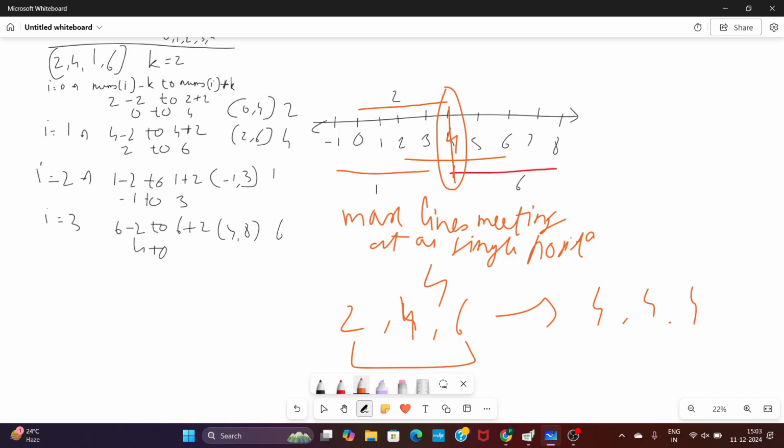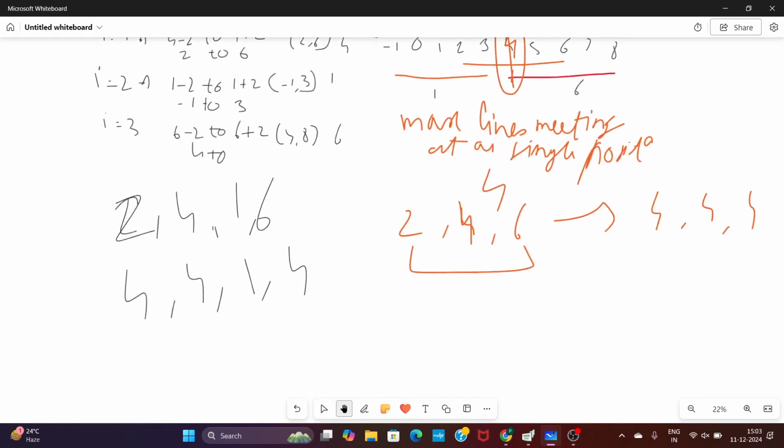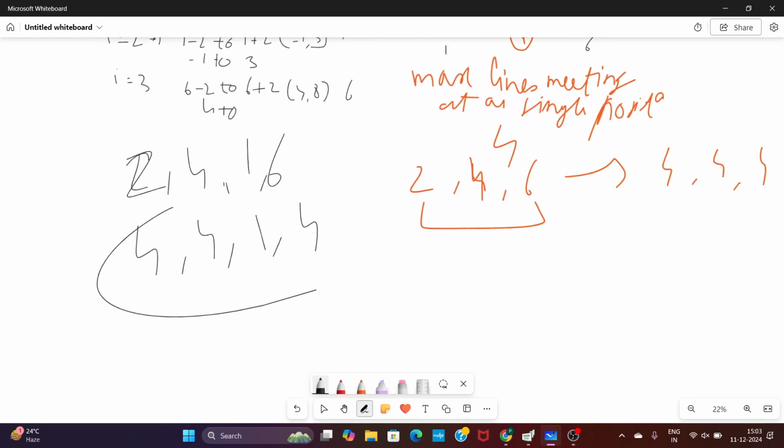So it will be 4, 4, 4. Okay, then our final output will be what? Instead of 2, 4, 1, 6, it will be 4, 4, 1, 4. So we have got our maximum subsequence as 4, 4, 1, 4.